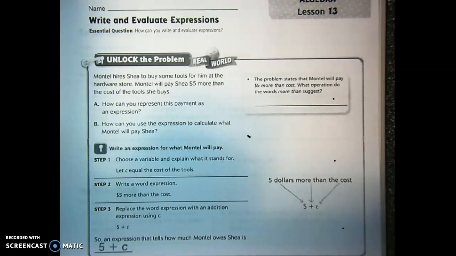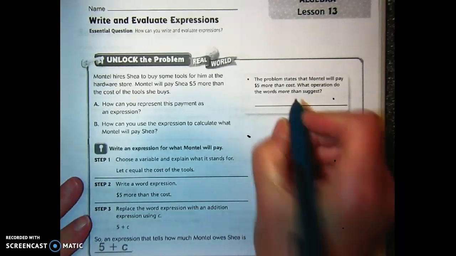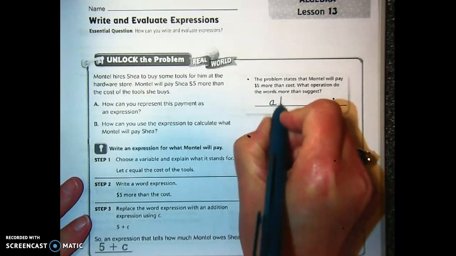The problem states that Montel will pay $5 more than the cost. What operation does the word more suggest? Well, if somebody gives us more, we would add that, so it suggests addition.